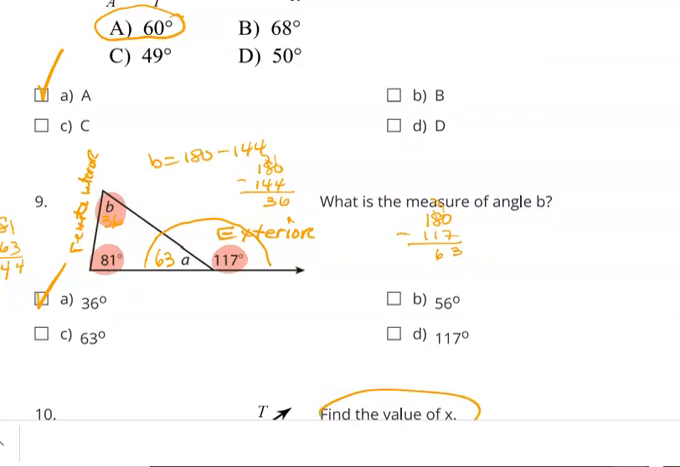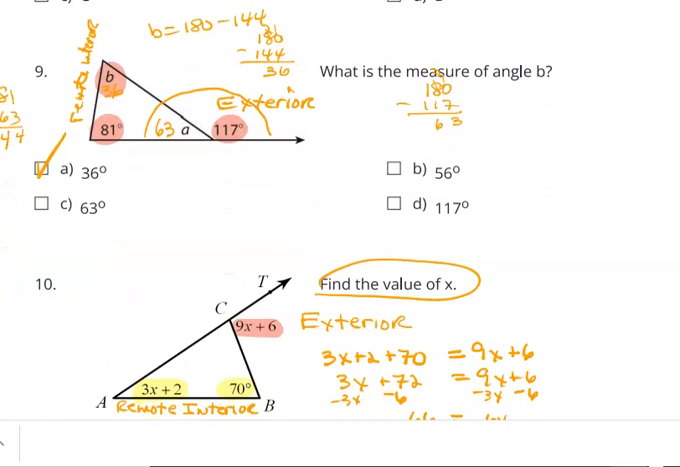Continuing on to question number 9. Here's another one that I have no option, I don't believe, but to do the remote interior exterior angle, or at least to recognize it. So here's your exterior angle. Here's the remote interior. What I know is that 81 plus B will give me 117. So what I want to do is a couple of things. I want to find B.